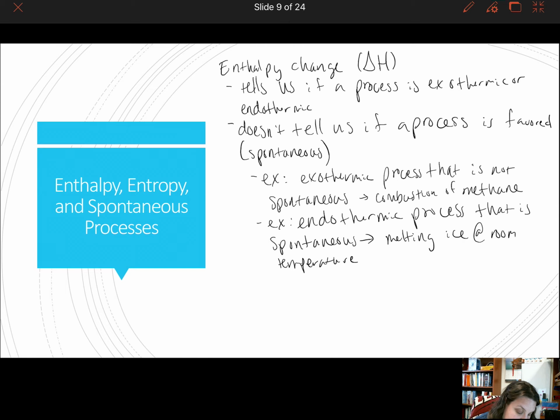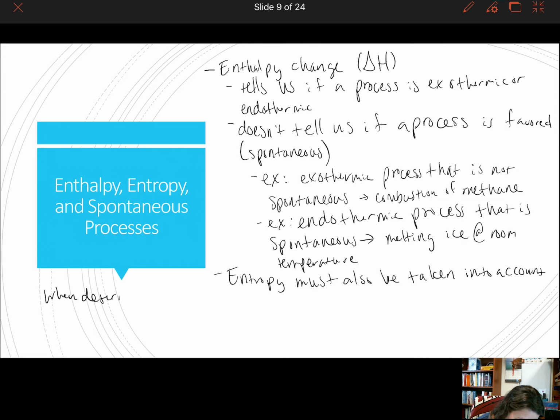So enthalpy is not the only thing that tells us about whether a process is favored or not. We also have to look at what's called entropy. That must also be taken into account when determining if a process is favored or not.